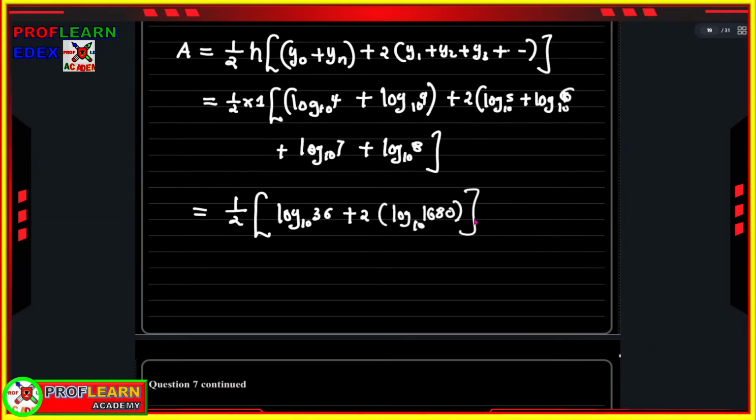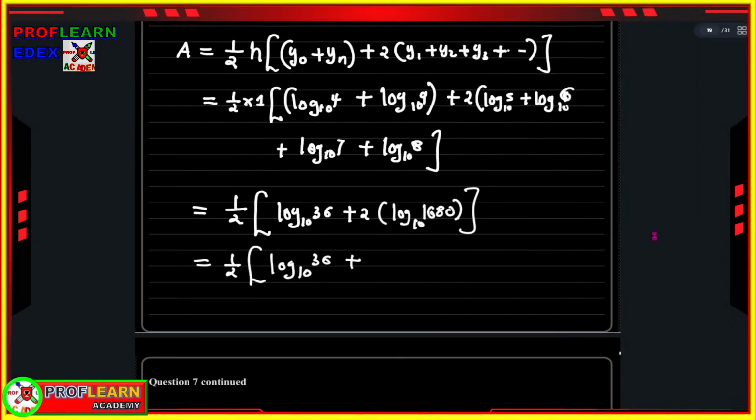And if we raise this to the power, we are going to have a half into bracket log 36 base 10 plus 1680 squared times 36, square root of the answer. What does it become?